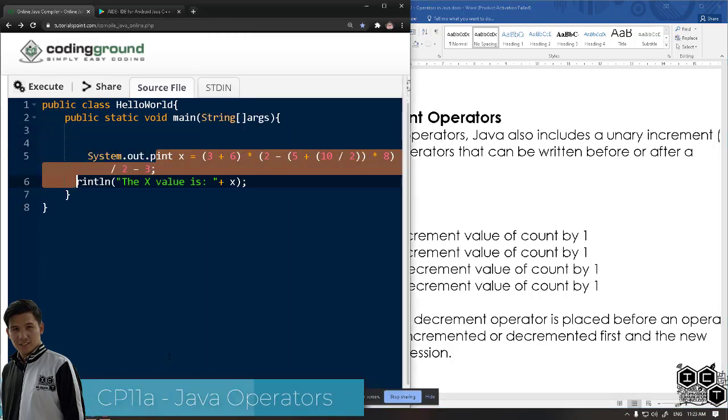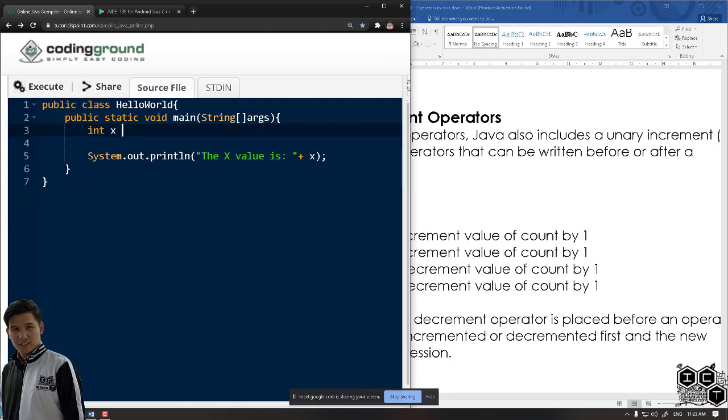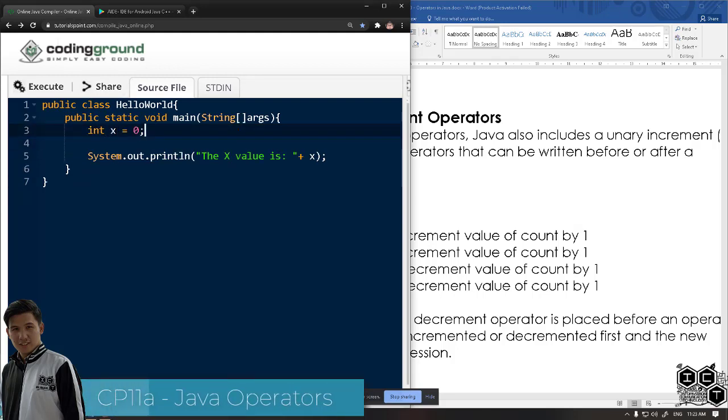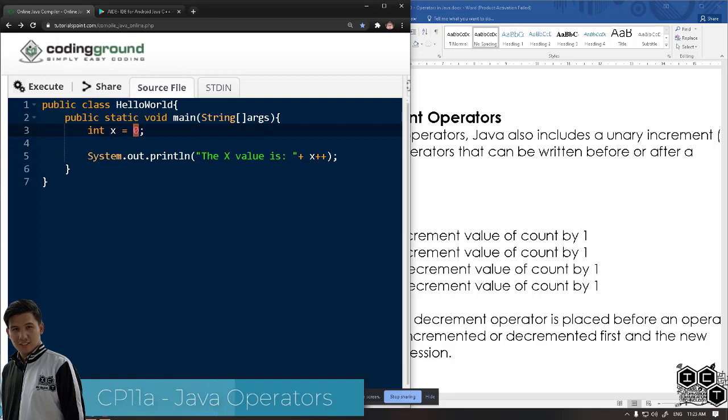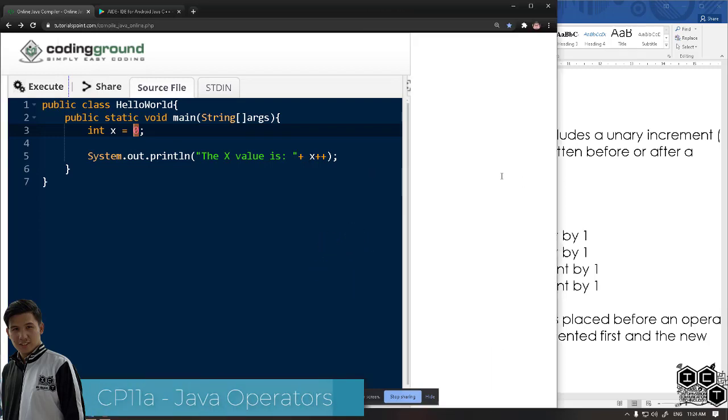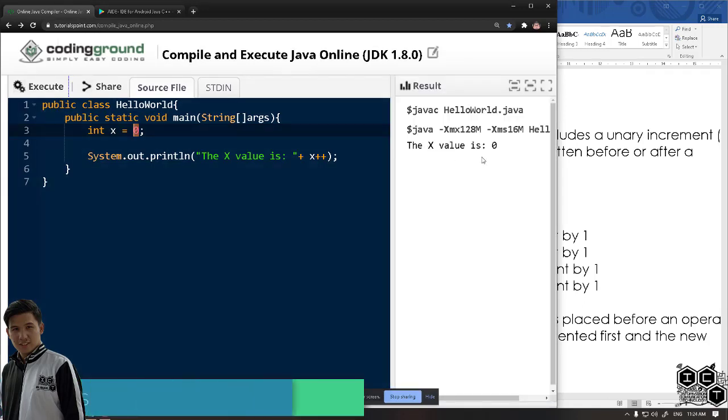Kasi, halimbawa, tignan natin itong code natin dito. I'll set the value of x as 0. Tapos dito sa may print line natin, I will say x plus plus. The value of x is x plus plus. Ano ibig sabihin yan? Ang sagot dyan is automatic 1 because we simply added 1 sa current value ni x, which is 0. Okay, so execute natin yan. Ang sagot dyan is x is 1, kasi we started from 0. This is very useful pagdating sa looping natin sa finals.